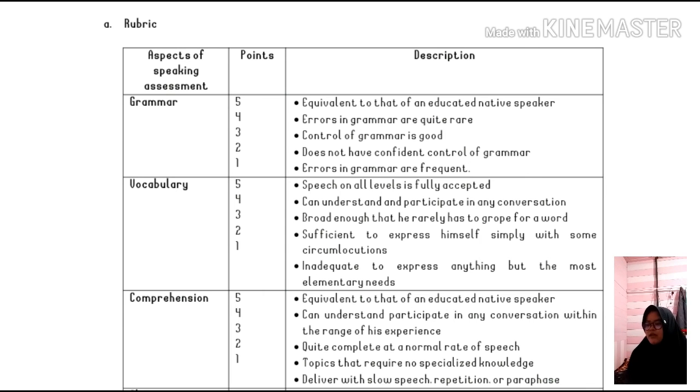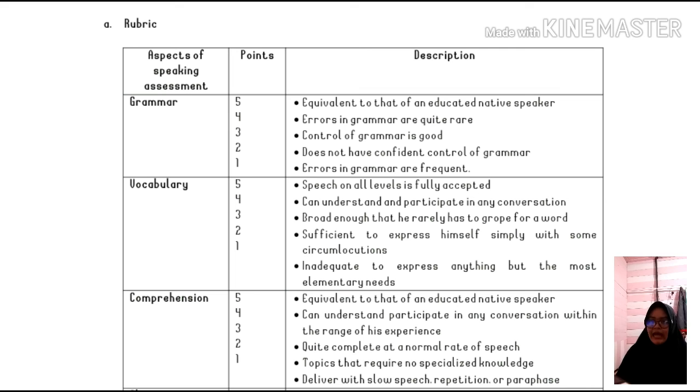aspect of speaking assessment that you can see, right? So the points for the grammar, the points 5 until 1, the description: number 5, equivalent to that of an educated native speaker. The 4, errors in grammar are quite rare. So the 3rd, control of grammar is good. The 2, doesn't have confident control of grammar. And the 1, errors in grammar are frequent.